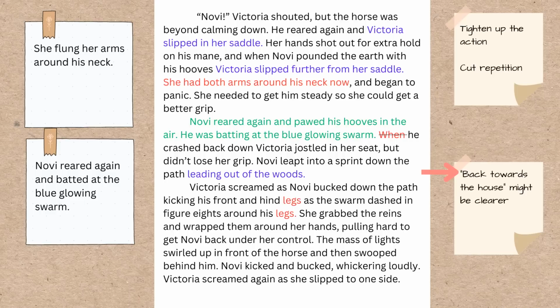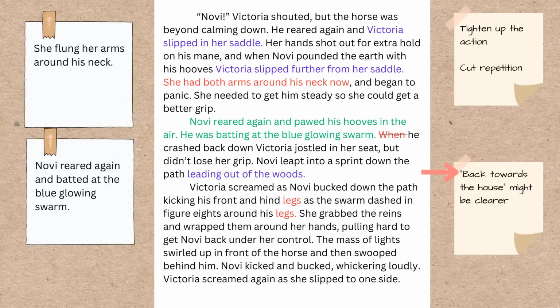She grabbed the reins and wrapped them around her hands, pulling hard to get Novi back under her control. The mass of light swirled up in front of the horse and then swooped behind him. Novi kicked and bucked, whickering loudly. Victoria screamed again as she slipped to one side.